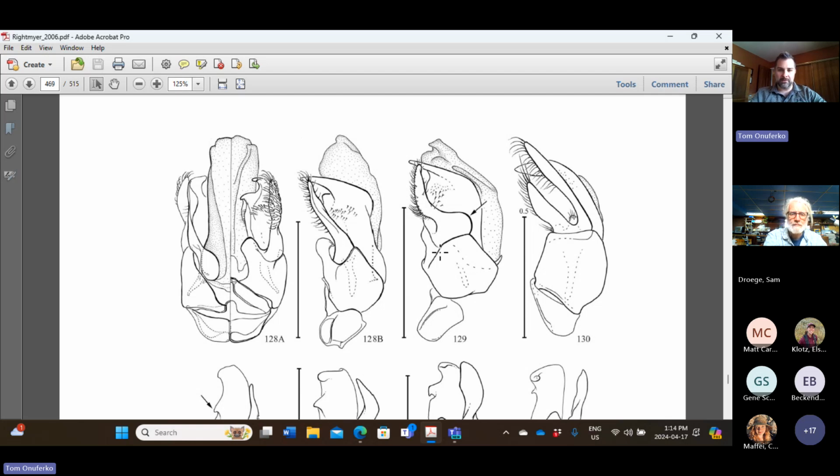But one way to reliably do so, I don't know if you can see this. Can you see the screen? We can see your cursor. Okay. So this is an illustration of genital capsules in profile.